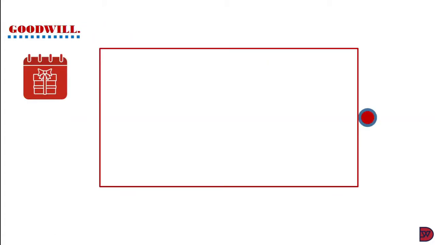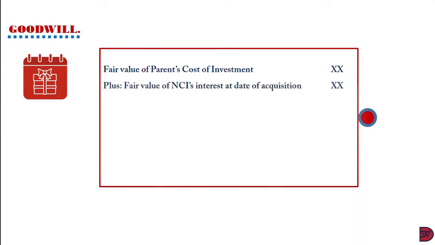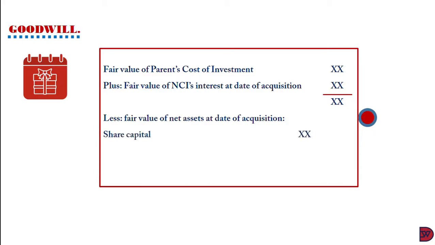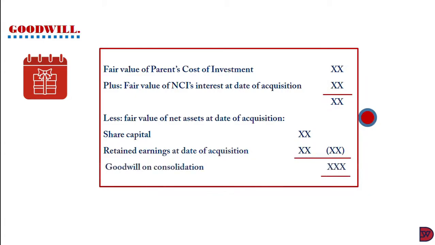So when we come to the format for the calculation of the goodwill, we pick the cost of investment from the parent. We add that of the non-controlling interest at acquisition, giving us the total consideration paid to have a stake in the subsidiary. Then we have to deduct the fair value of the net assets of the subsidiary at acquisition, which is the share capital of the subsidiary, then the retained earnings at acquisition. The total will be deducted from the total consideration, which will now give the goodwill.